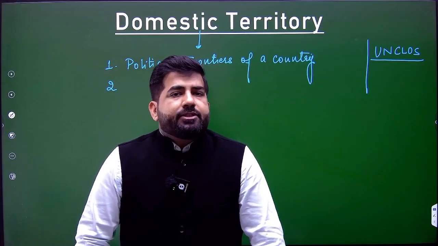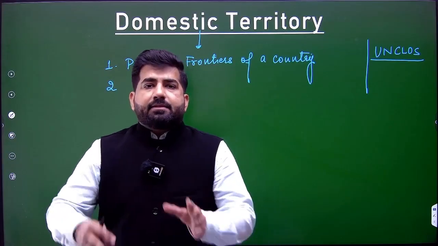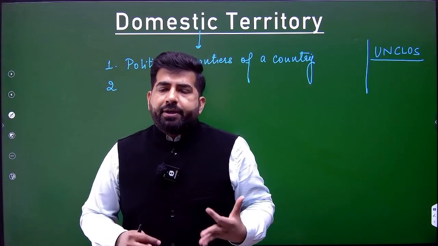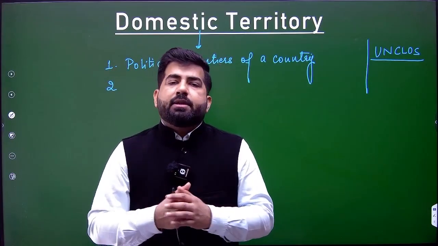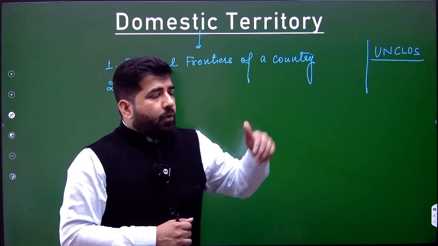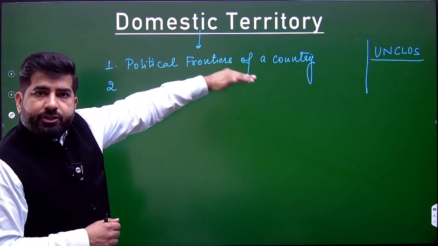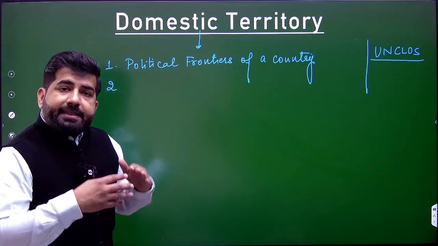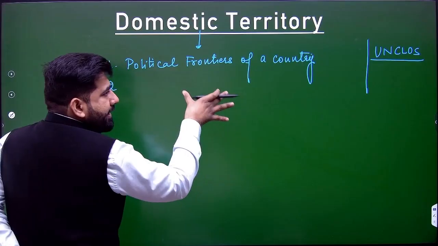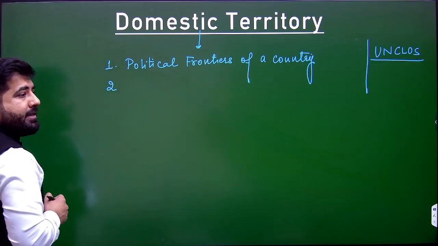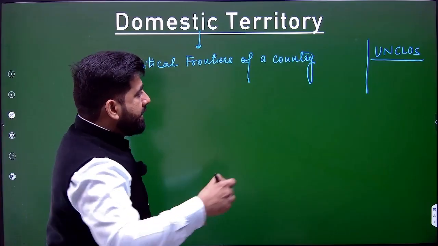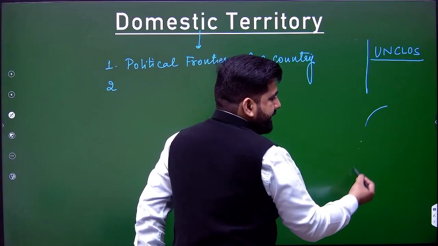Am I going to discuss it here? No. Akhilesh sir has nicely discussed UNCLOS in his geography classes. If you do not know about UNCLOS as of now, you can even Google it, but I'm not going to cover it. So what I'm trying to tell you is that for domestic territory, one is political frontiers. Second, there is a belt up to 12 nautical miles from the border, the waters from the political frontiers.